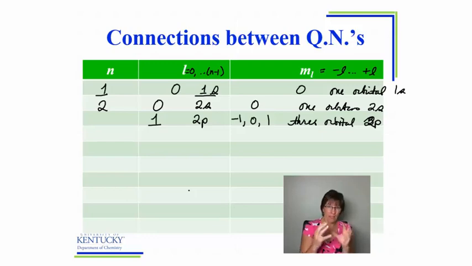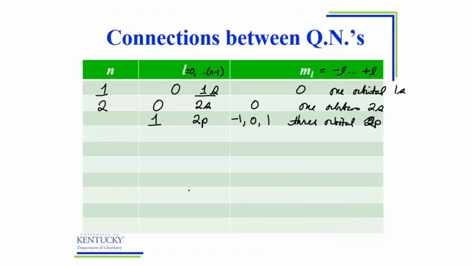The s subshell only has 1 orbital. It's called a 2s orbital. The p subshell has 3 orbitals. They're each called 2p. They're oriented in space differently. We'll see that in a little bit, but those are the 2p orbitals. By 3, I mean there's 3 of them. Each orbital is called a 2p.